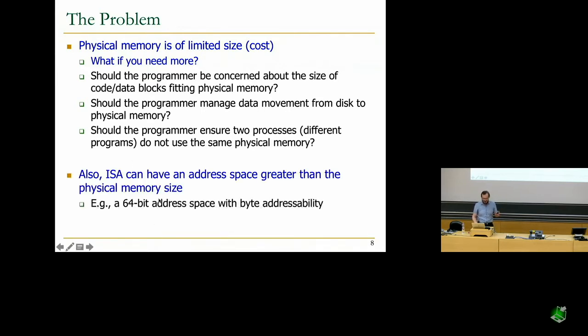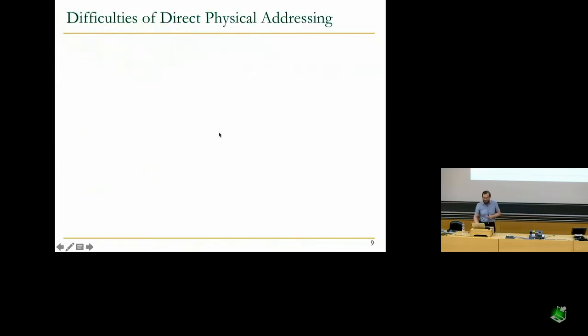And also, this is lesser of an issue, but it's still an issue. I'll briefly talk about it. The ISA can have an address space that's greater than the physical memory size. So you can have a 64-bit address space with byte addressability. What if you do not have enough physical memory? Somebody needs to manage this anyway. So if you have direct physical addressing, there are a bunch of difficulties.